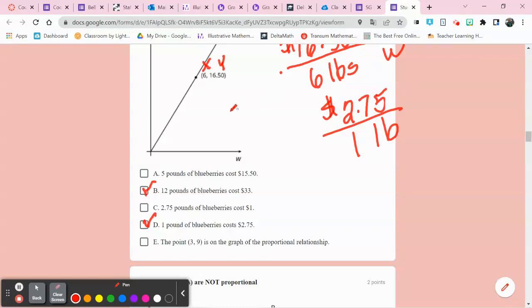And then E, the point (3, 9) is on the graph of the proportional relationship. 3 times 2.75 is not 9. So no, that would not be on the line. So we found our answers, B and D. Remember, pause if you need to.